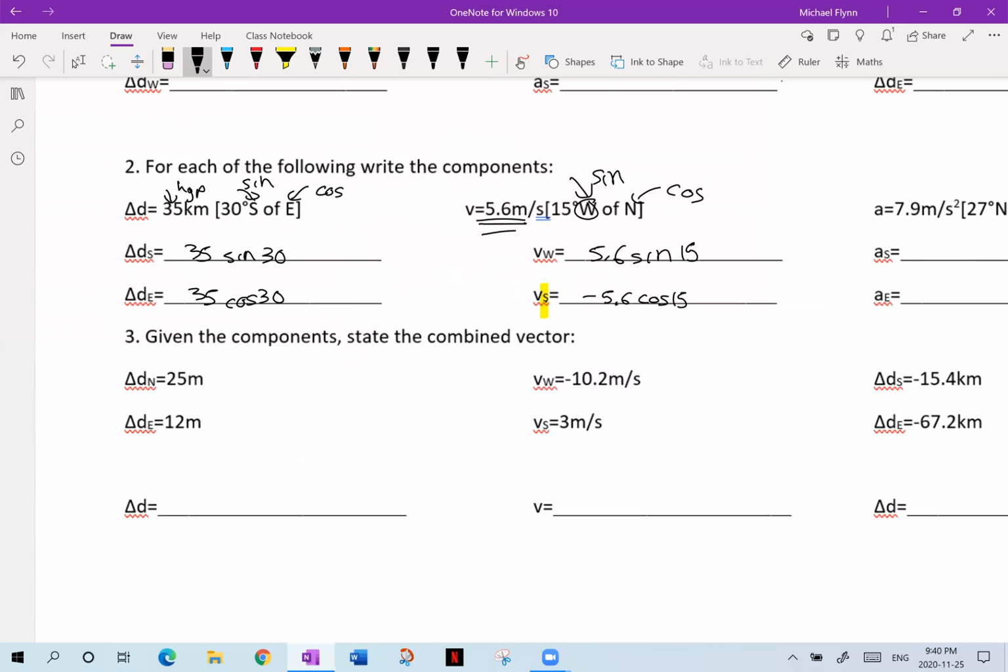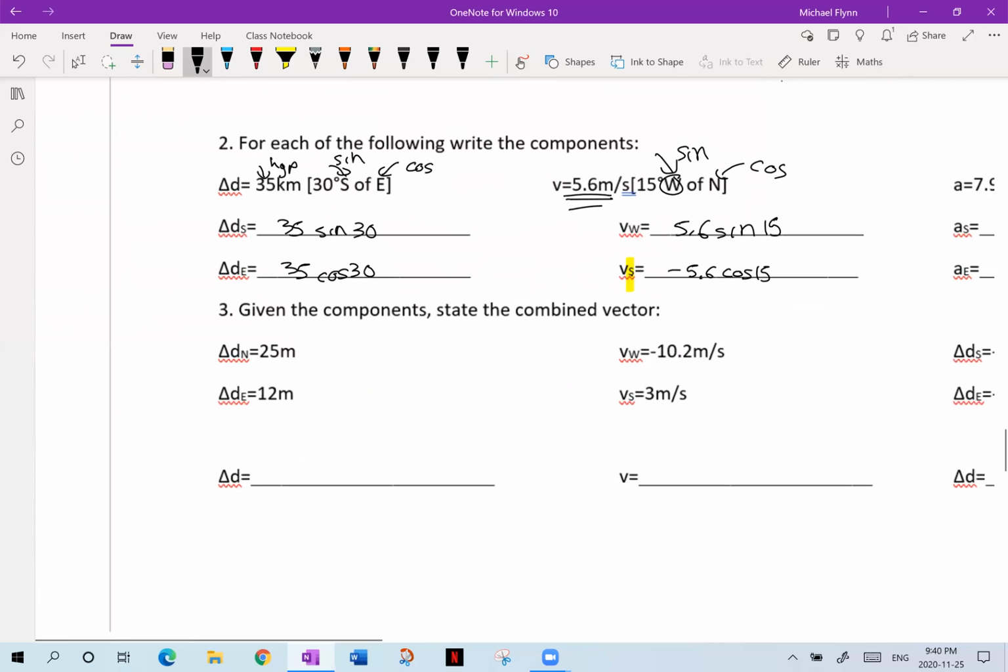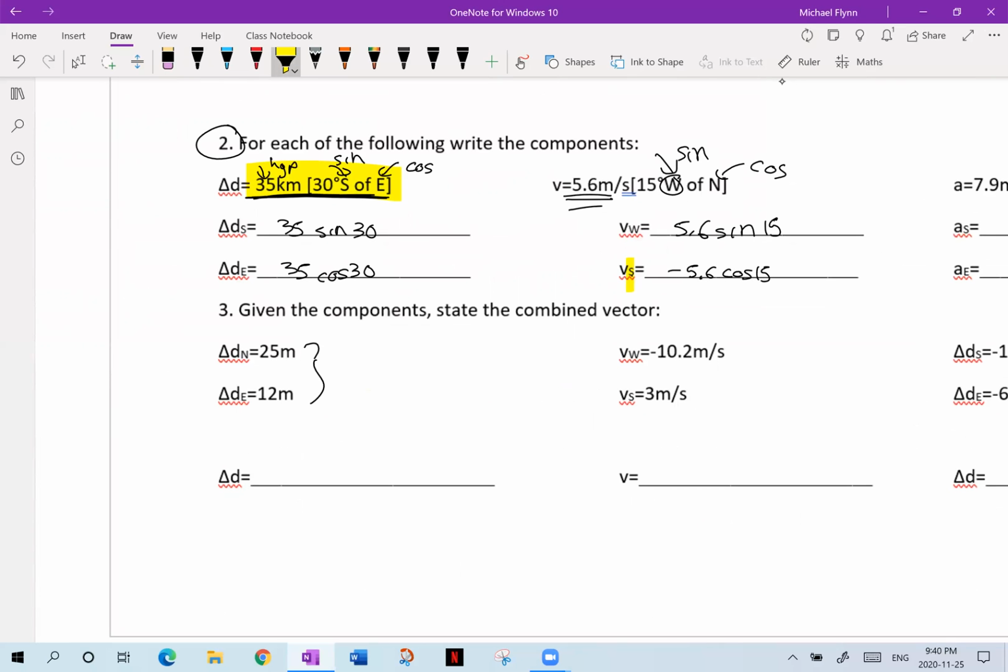Okay, now this question here is very interesting. What if I give you the components and ask you to find the original vector? So it's doing the opposite of question 2. See, in question 2 here, you give the original vector, and what you do is break it into 2 components. Well, what if we give you the 2 components and ask you to put them together? Well, this is easy because we know they make a right angle triangle.